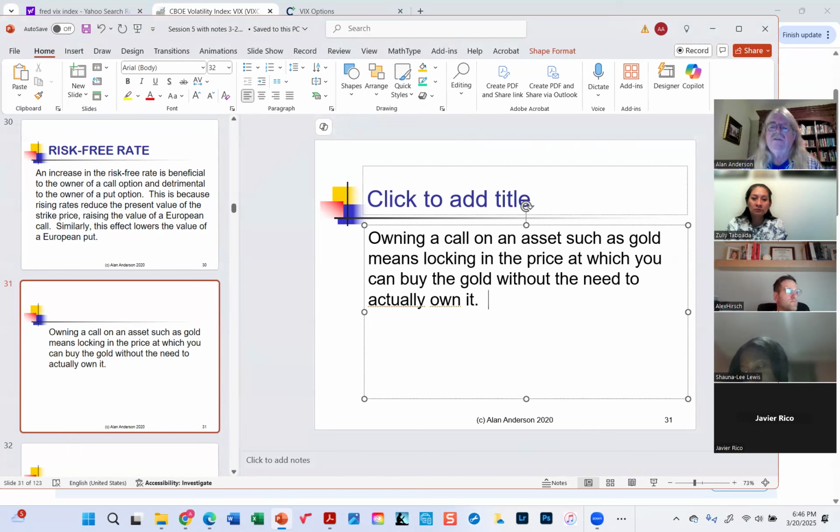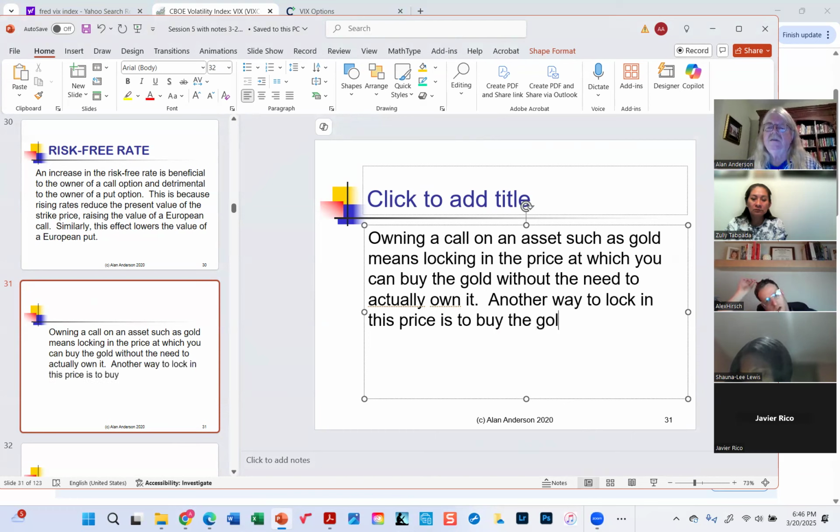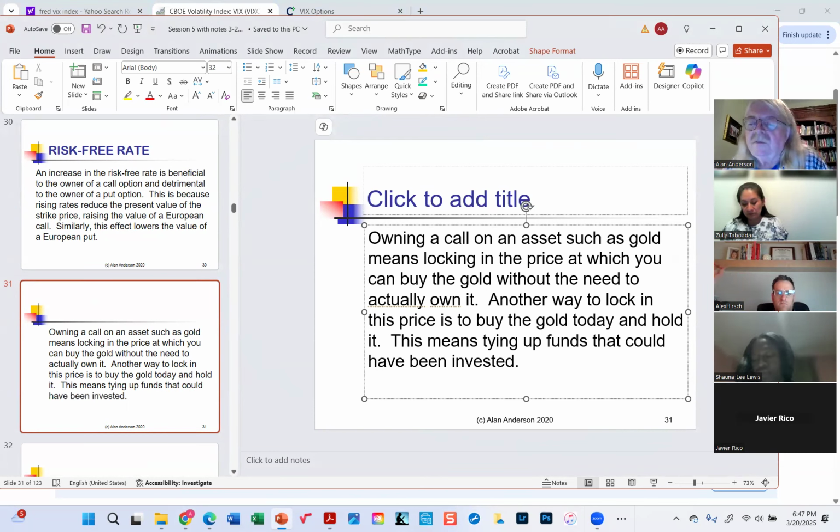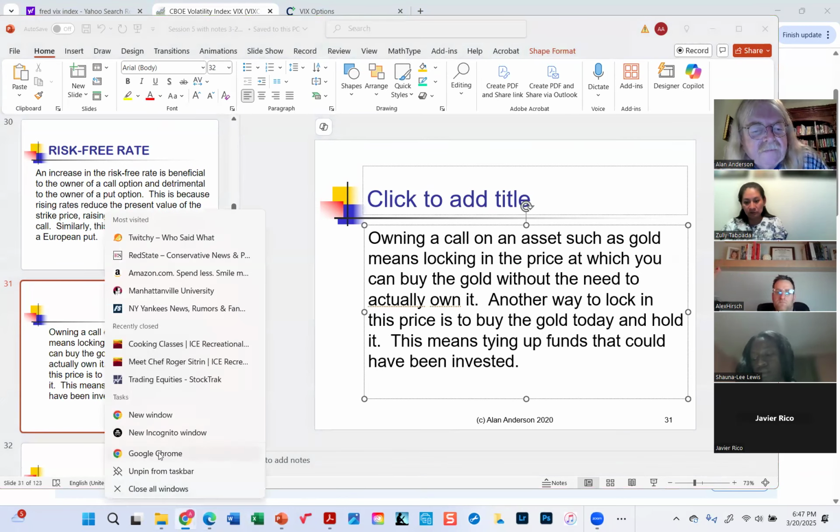Okay. So another way to lock in this price is to buy the gold today and hold it. Now, the only unfortunate thing about that is that this means tying up funds that could have been invested. So imagine yourself plunking down, what is it, the price of gold is absolutely going through the roof.